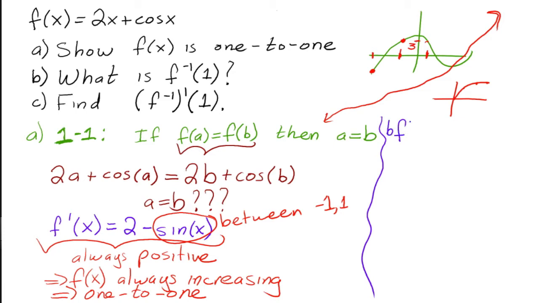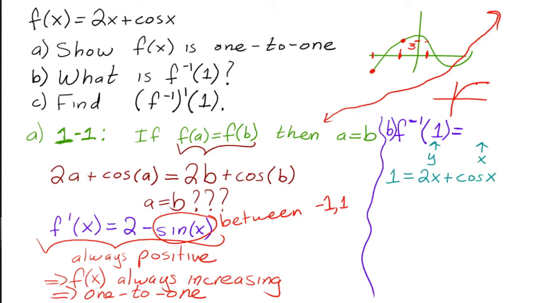So let's do part B. What's f inverse of 1? Well, f inverse of 1 is asking you, when the y value is 1, what would the x value have to be? Okay, so since you can't actually solve for x with these kinds of functions, what you're trying to do is solve 1 equals 2x plus cosine of x.